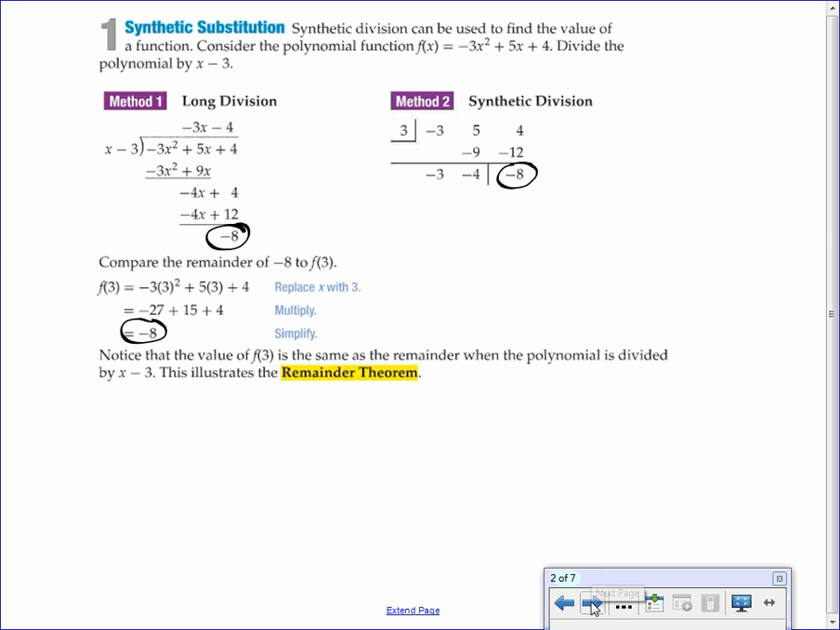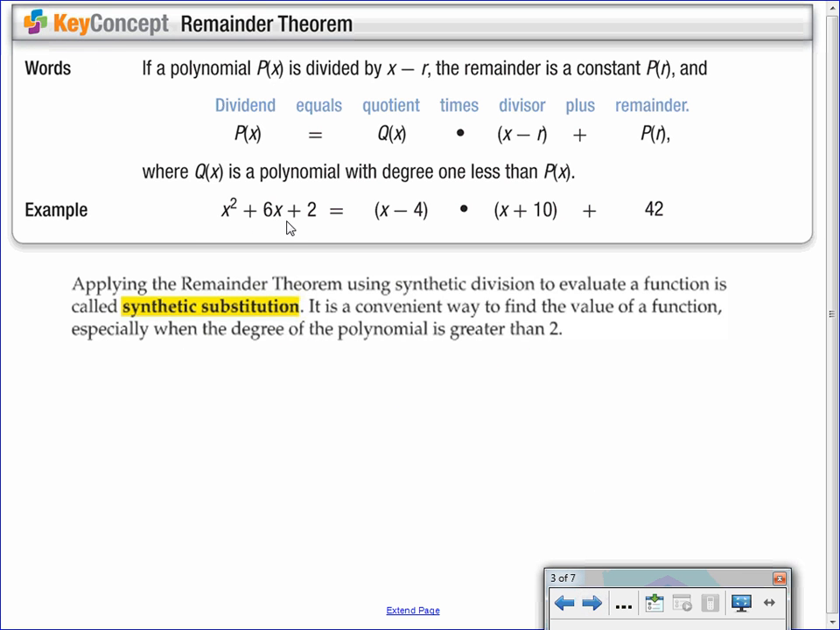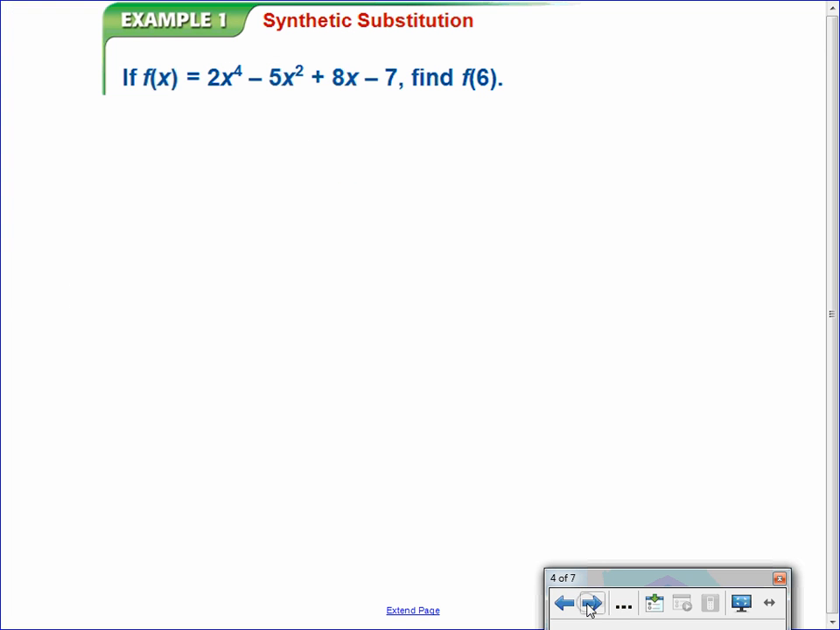Basically, if I want to evaluate a function, then I can just use synthetic substitution to figure out what it is. Here's an example. On this problem right here, if I want to know what this is going to be worth if I put 6 in place of all the x's, it would be rather time-consuming to figure out what 6 to the 4th power is and so on. But what I can do is synthetic substitution.